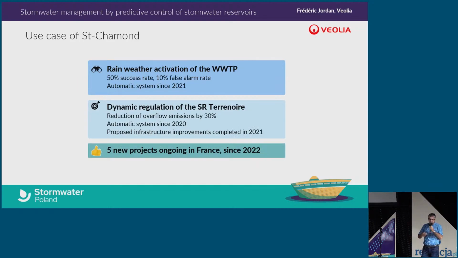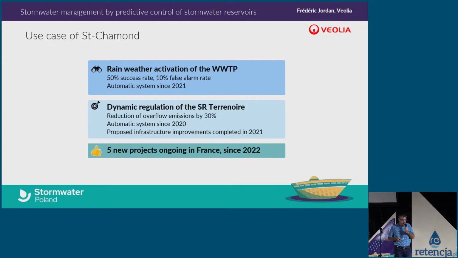So to finish, about these two use cases. First, predicting flow in the treatment plant is not easy. It's possible. For the moment, we are at a 50% success rate to activate it before, with not too many false alarms. And the best proof that it's working is that the operator effectively uses it. So it's been automatic for 2 years, and it's accepted, and it works like this.